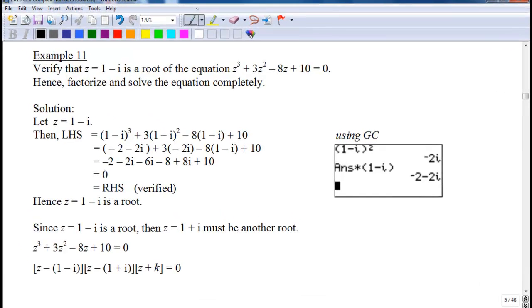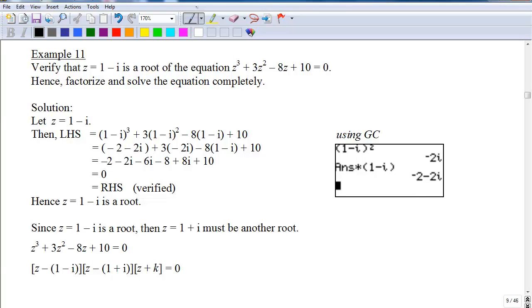Now let's take a look at example 11. Now we want to verify that z equals 1 minus i is a root of this equation, z cubed plus 3z squared minus 8z plus 10 equals 0. Now note that this equation very nicely is an equation with real coefficients. 1, 3, minus 8 and 10, they are all real numbers. So how do you verify?